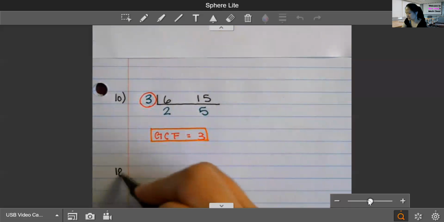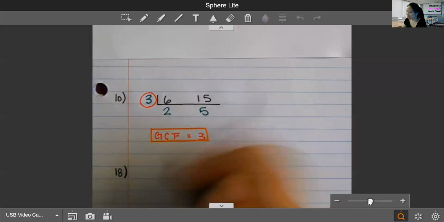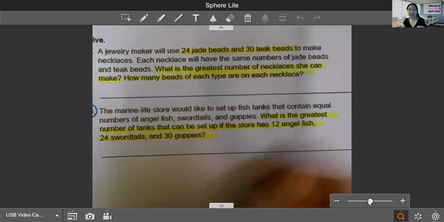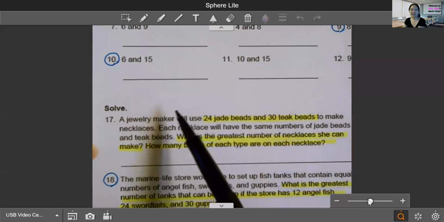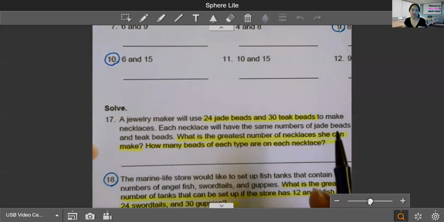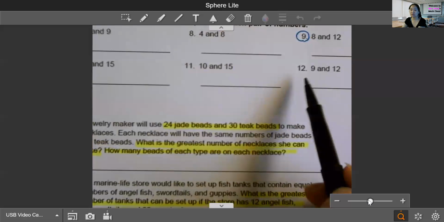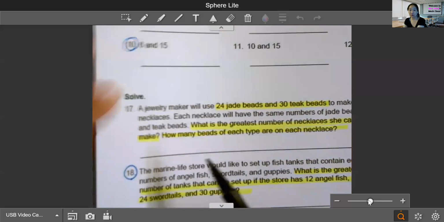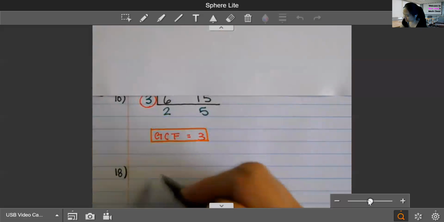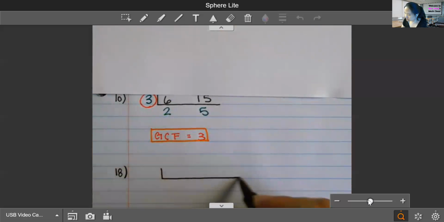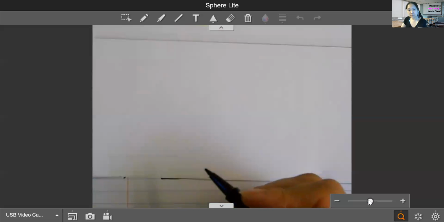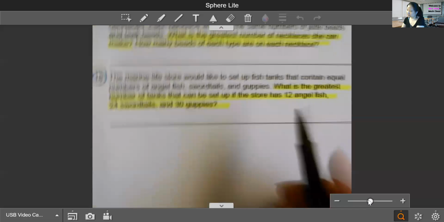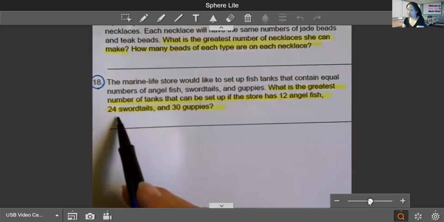So I'm going to write 18. Okay. Remember, there's nothing between 13 and 17. Numbers 13 through 16, you don't solve them. After you go over number 12, you jump straight to 17 and 18, and that's all you do. Okay. All right. So I'm going to make the ladder, and I'm going to write 12, 24, and 30. Okay.